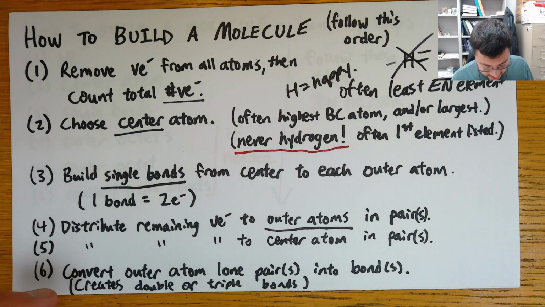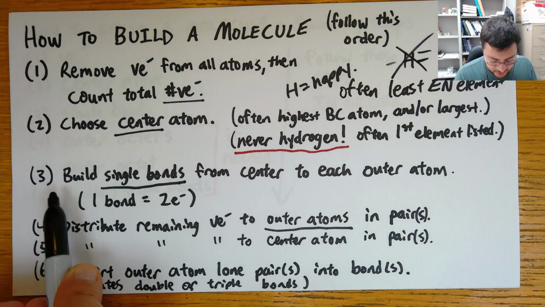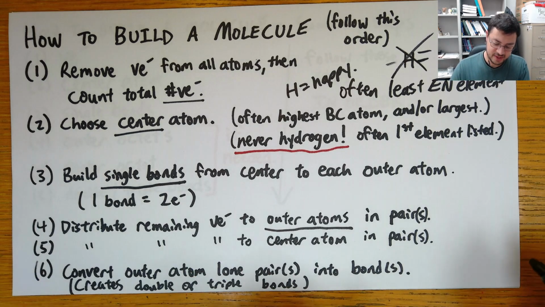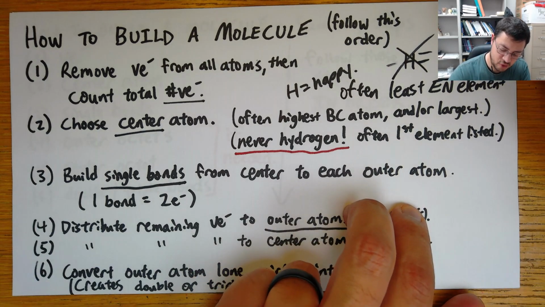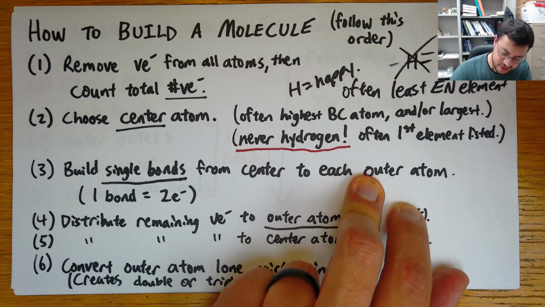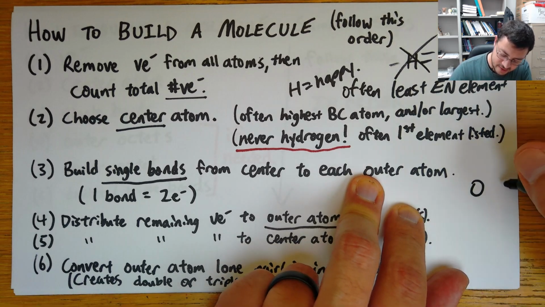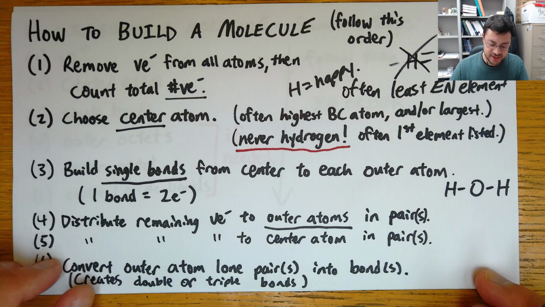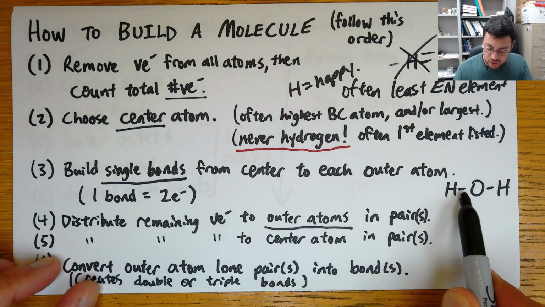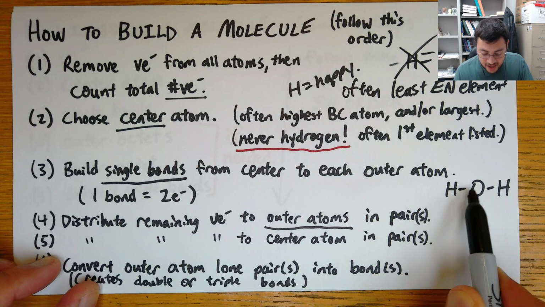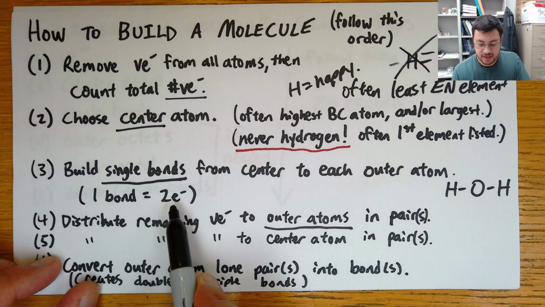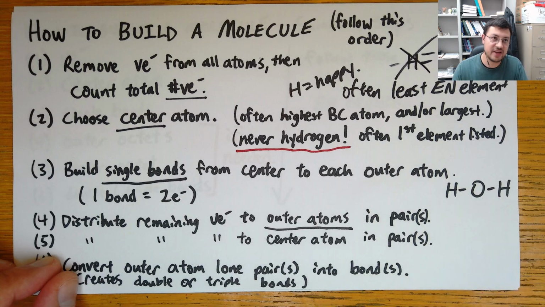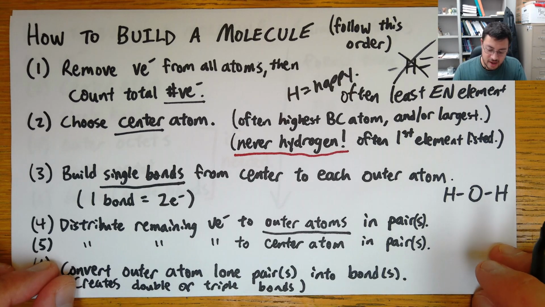Okay, so we've chosen a central atom. Then we're going to build single bonds from the center atom to each outer atom. So if we had a molecular formula like H2O, water, you'd have an oxygen in the middle, put your hydrogens on the outside, and then you draw a bond to each of the hydrogens. And each time you make a bond, you have spent 2 electrons. So at this moment, we have just 4 electrons remaining. This is kind of a game of spending.